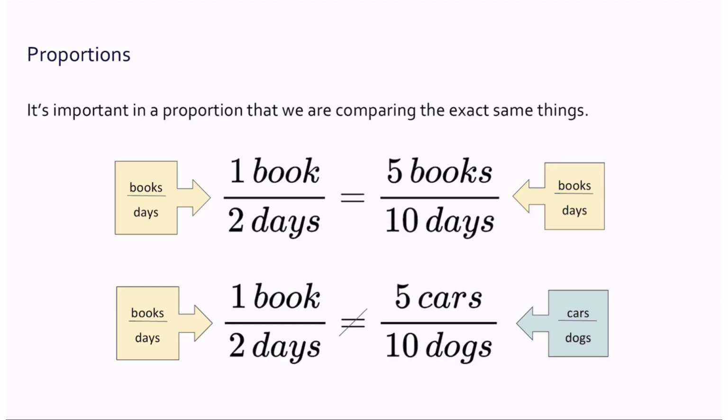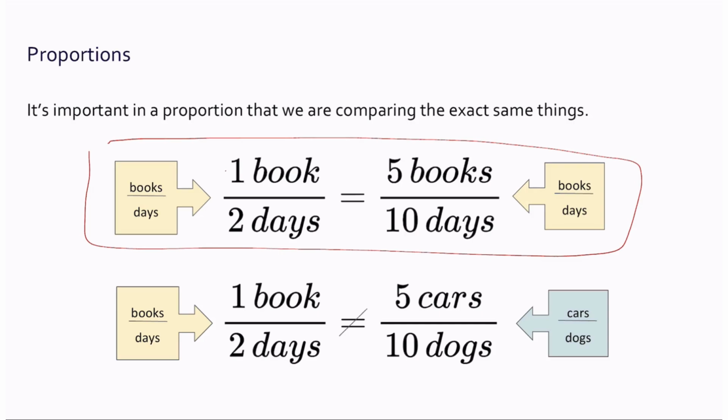So it's important in a proportion first that we're comparing the exact same things. So in this first example here, we're saying that 1 book every 2 days is equal to 5 books every 10 days. We're comparing books over days on both sides. However, down here, these two are not proportionate. We have 1 book for every 2 days is not proportionate to 5 cars every 10 dogs.